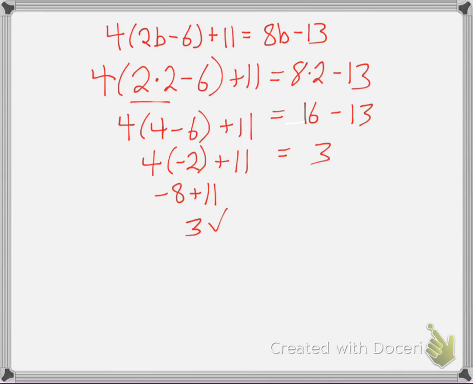So this side's 3, this side's 3. The two sides do, in fact, come out to be equal. Now, that's just one number. If I really wanted to make sure I was right, I could plug in another number. 0. Okay, so let's do the exact same thing, but this time let's do it for 0.